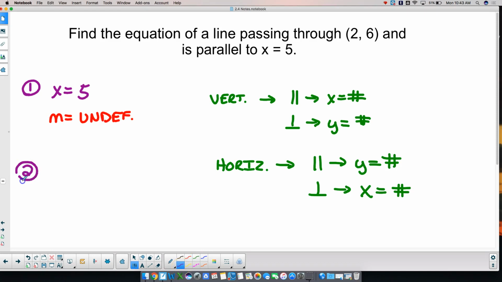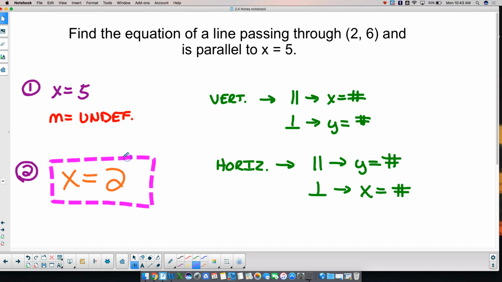So this is a vertical line. I want to be parallel to the vertical line. So a vertical line parallel is going to be x equals some number, and it's going to be the x part of the point, which is 2. If we would have said perpendicular here, so perpendicular to the line x equals 5, then it would have been y equals 6.